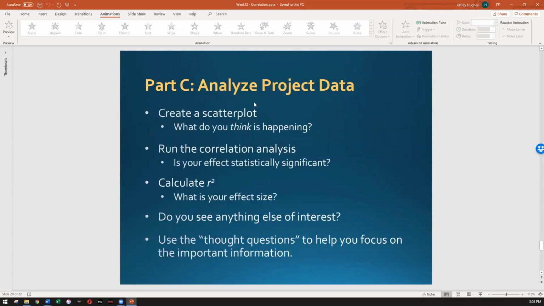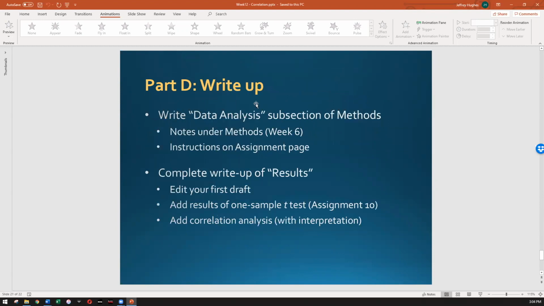All right, so that was part C, which you're going to have time to start on as a group right after this PowerPoint. But part D is the write-up. You're going to write up the data analysis subsection of your methods. You can find some more information in the week 6 PowerPoint. There's a little bit more information about how to actually do a methods. I believe back then I said I'm just going to briefly cover this, but you'll need it later.